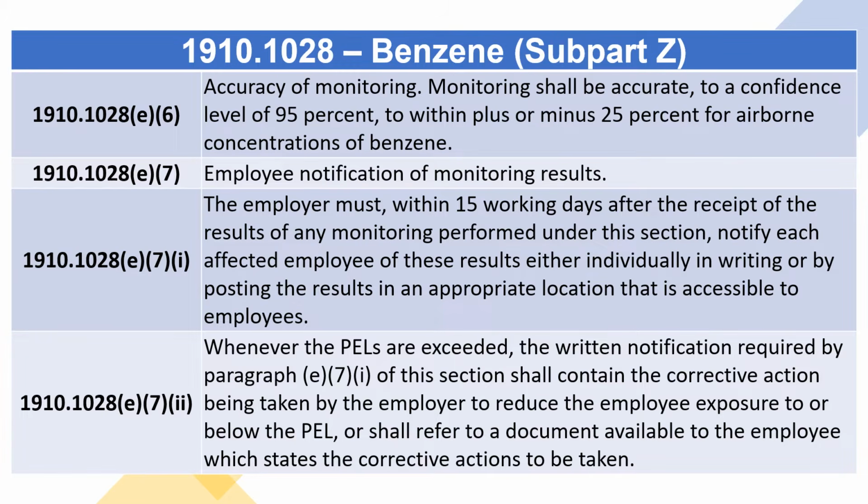1910.1028(e)(6) Accuracy of monitoring. Monitoring shall be accurate, to a confidence level of 95%, to within plus or minus 25% for airborne concentrations of benzene.